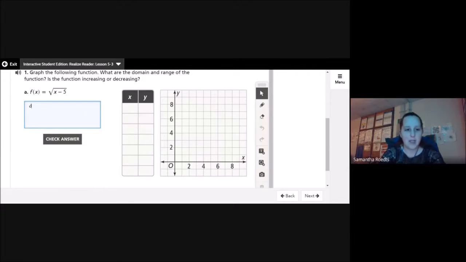So my domain is x is greater than or equal to 5. And my range is going to be y is greater than or equal to 0. And it is increasing.